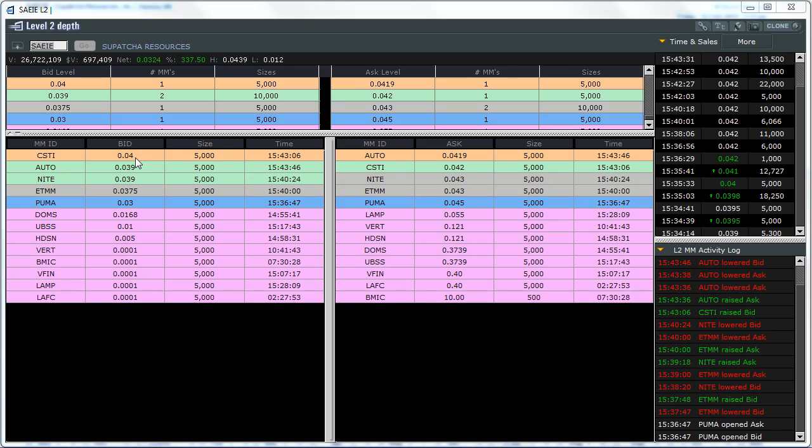0.04 is thinning. 0.039 is representing 2 here. So we have better bid support at 0.039. We have less bid support at 0.04. Shares are still trading at 0.042.